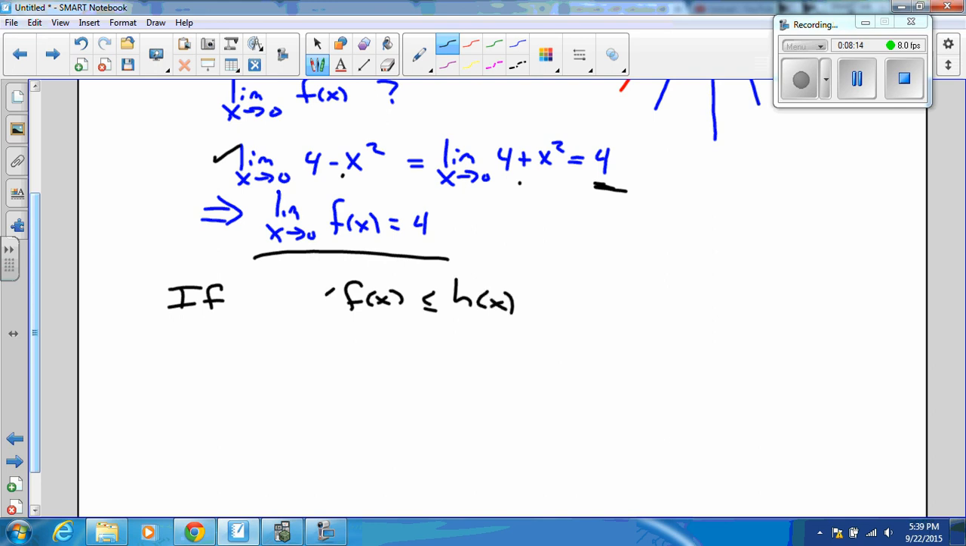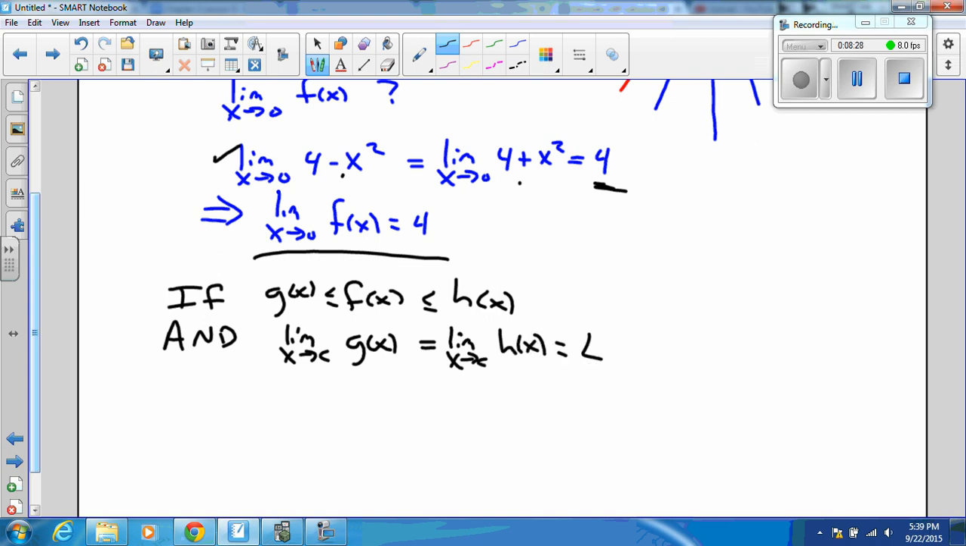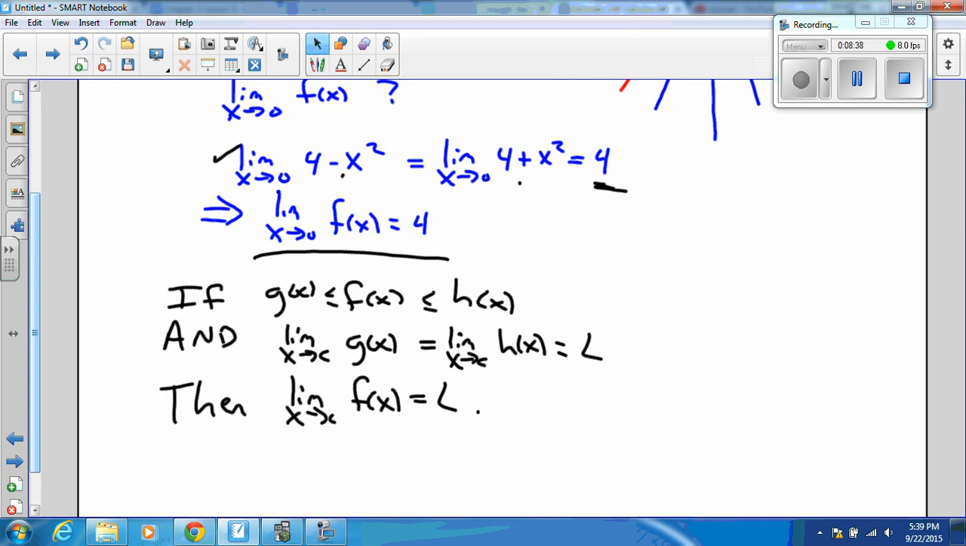If f of x is trapped between h and g, and the limit as x goes to c of g is the same as the limit as x goes to c of h, which has the value L, then it must be the case that the middle function goes to L as well.